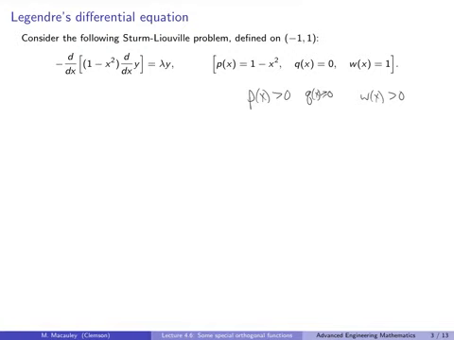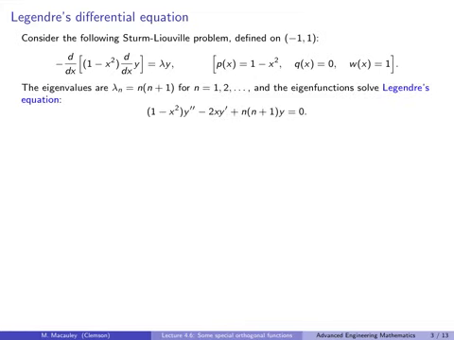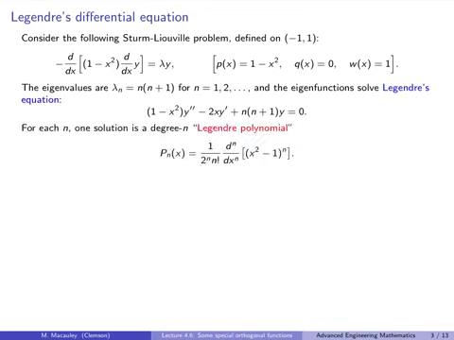Okay, so this is a Sturm-Liouville problem defined on the open interval, because on the endpoints, p of x is 0. The eigenvalues of this Sturm-Liouville problem are n times n plus 1 for positive integers, and the eigenfunctions then are solutions to this ODE, and if we plug this in for lambda, we get what's typically known as Legendre's equation, which I showed you in the previous slide, and here it is.